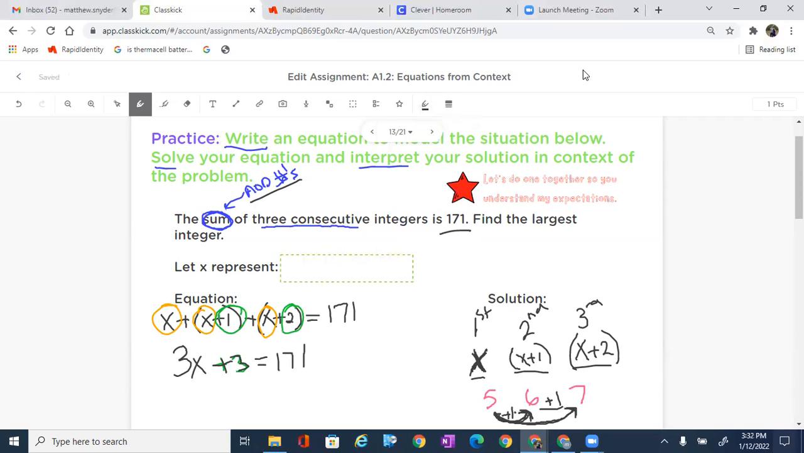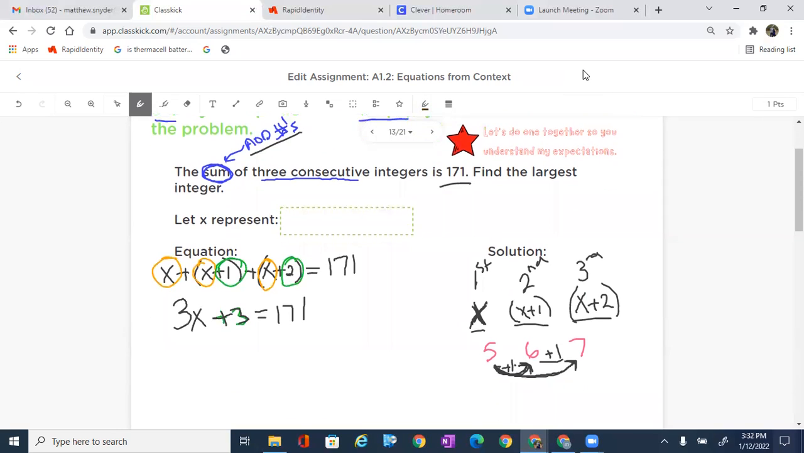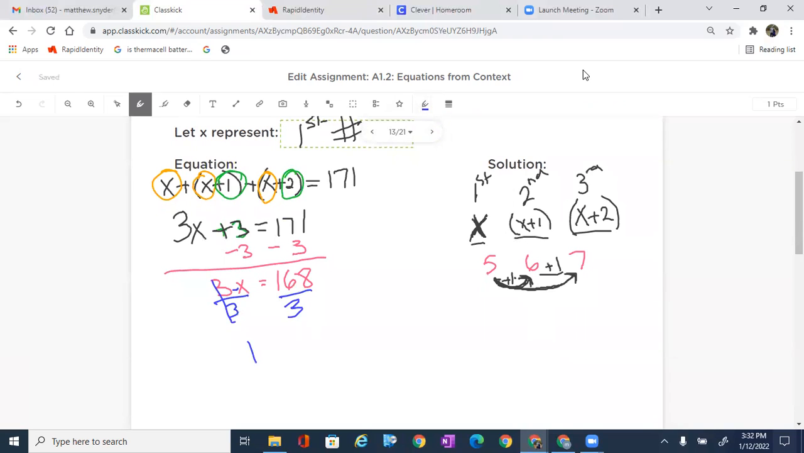So from here, now we can go ahead and just do our solving. x represents our first number. Okay, there's our equation, and now let's go and attack it for our solution. So what are we going to do? We are going to start by subtracting 3. We get 3x equals 171 minus 3, which is 168. Then we are going to get rid of that 3, which is attached by multiplication. So we are going to divide by 3. 3 divided by 3 is 1, x comes out, and we have 168 divided by 3.